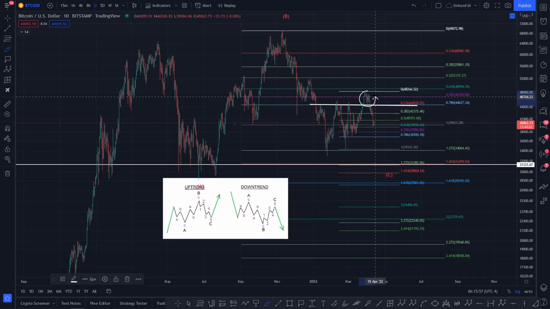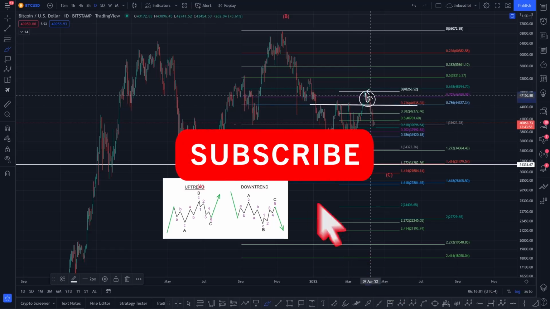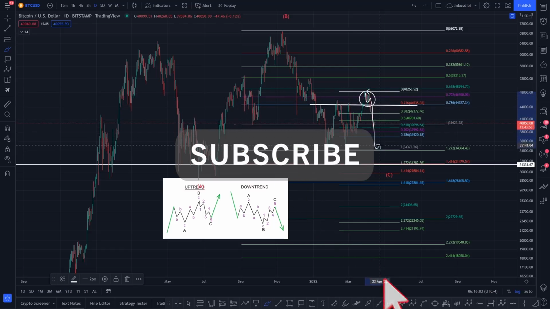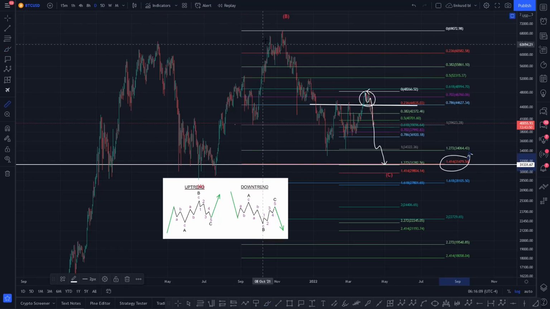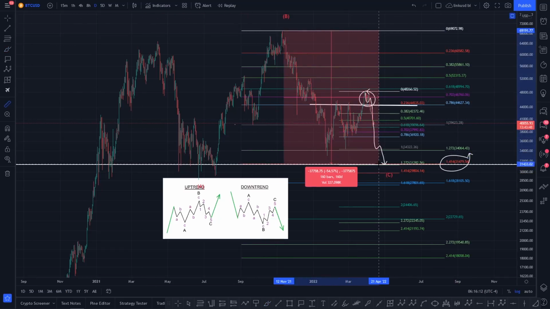I did make a video a couple of weeks ago about this potential scenario playing out, where we put in this bit of a bull trap. At this point we start to come down, and we come down to this white line here, which was a target the whole way down, because if we take a look from this high all the way down, that's around about 55%.